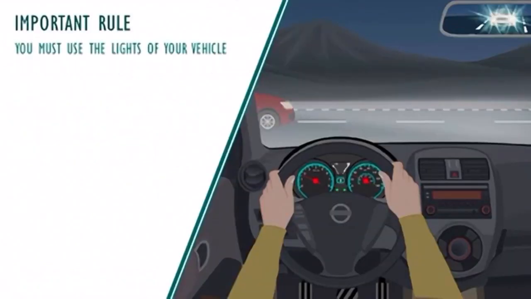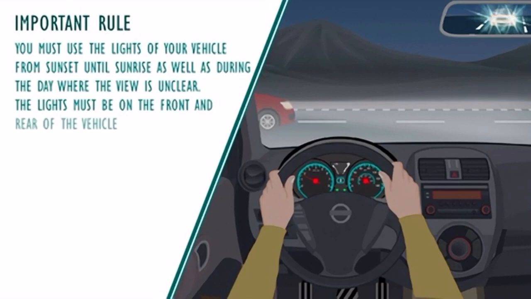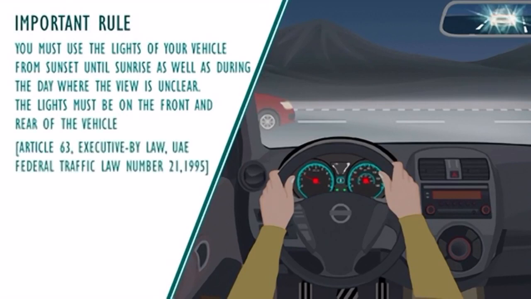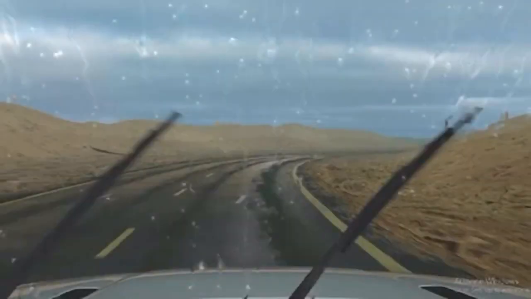Important rule: you must use the lights for your vehicle from sunset until sunrise, as well as during the day where the view is unclear. The lights must be on the front and rear of the vehicle. Article 63, Executive Bylaw, UAE Federal Traffic Law No. 21, 1995. Moreover, during bad weather, consider using lights regardless of the time of day.